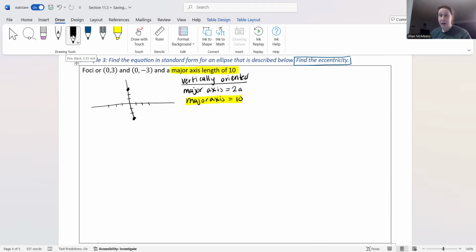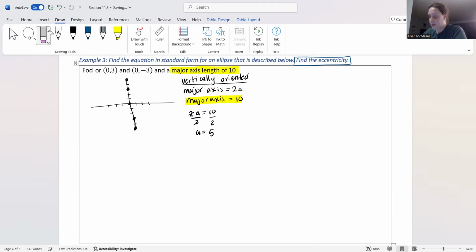Since the focus points are on the y-axis, that tells me I'm going to end up being centered right here. So we can say we're centered at the origin. All right, so we know that the major axis is 2a, and we know that the major axis is also 10. So 2a has to equal 10. If I divide both sides by 2, I get that a is equal to 5. So 5 is the distance from the center to the first vertex, and to the second vertex. So at the origin, I want to go up 5, and then down.